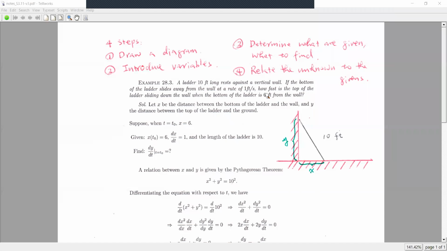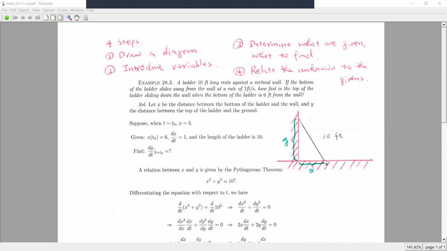To answer the question, step 1, draw a diagram. This is the diagram. This line represents the ladder. The length of this line is 10 feet. Step 2, introduce variables. Between the wall and the bottom of the ladder, the distance is denoted by x. And between the top of the ladder and the ground, the distance is denoted by y.